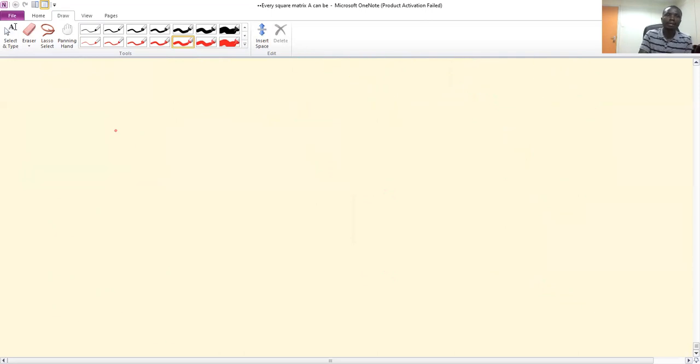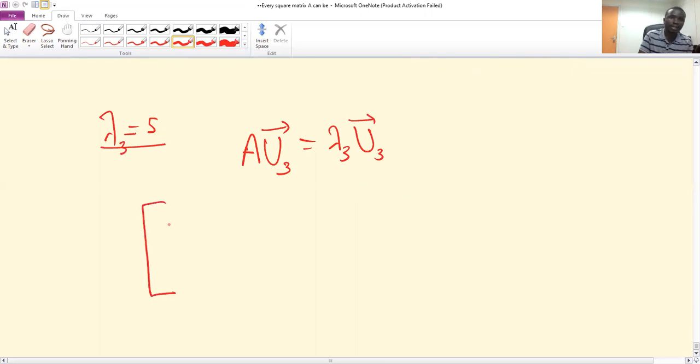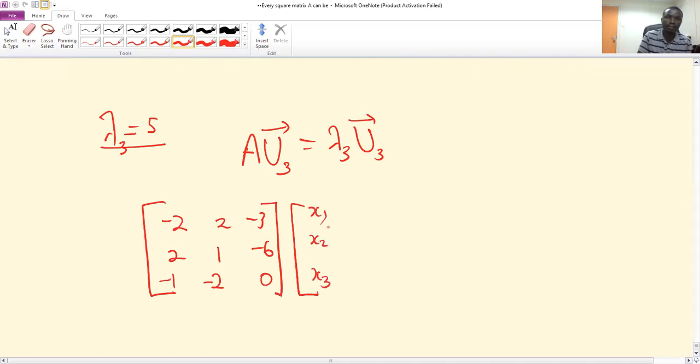And lastly, for lambda equals 5, we have A u3 equals lambda 3 u3. This is the eigenvalue, eigenvector relation. So A matrix is minus 2, 2, minus 3, 2, 1, minus 6, minus 1, minus 2, 0. So let this one be x1, x2, x3 equals 5 times x1, x2, x3.